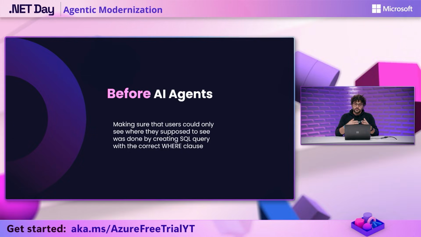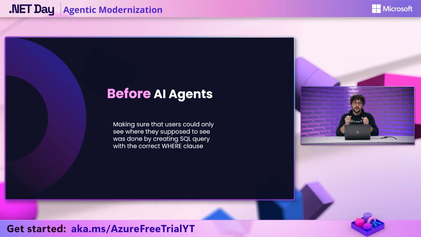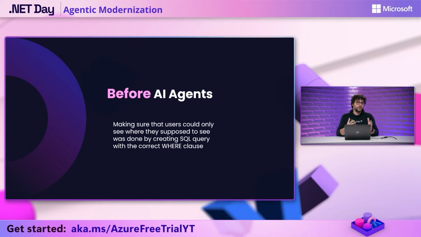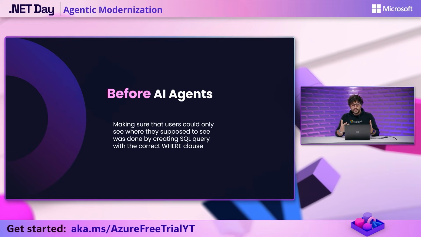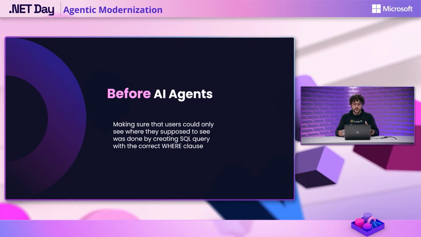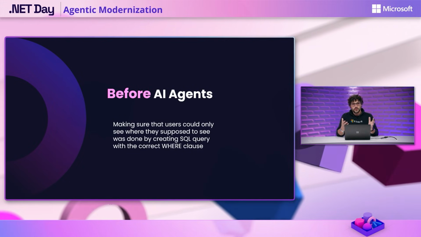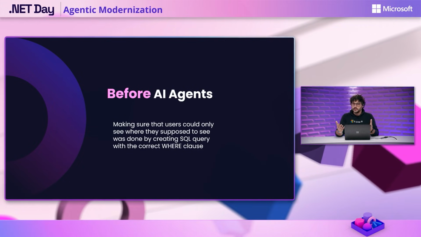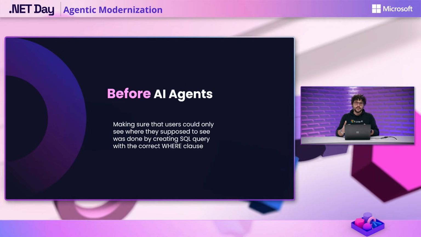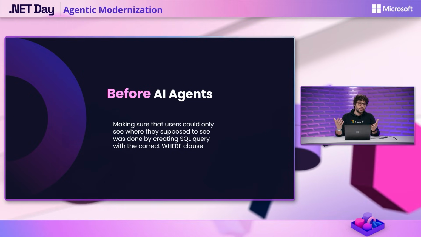Because in the old days, before AI agents, you could trust your developer to write the right SQL code with the right where clause to make sure that whatever application I'm using, I will only be allowed to access what I'm allowed to access, right? So the application will just run a query on the database, make sure that the right where clause with my name or my ID is always added to the query being sent to the database, and everything is right.